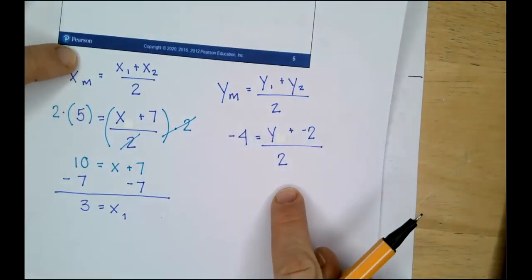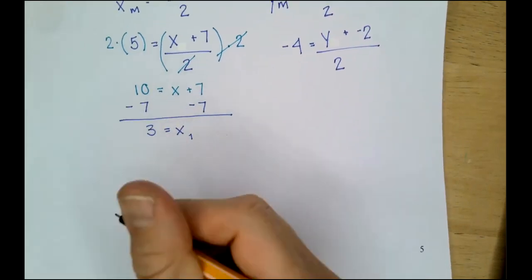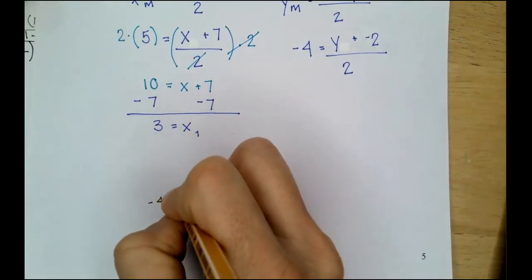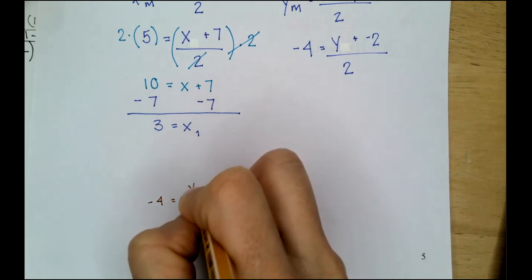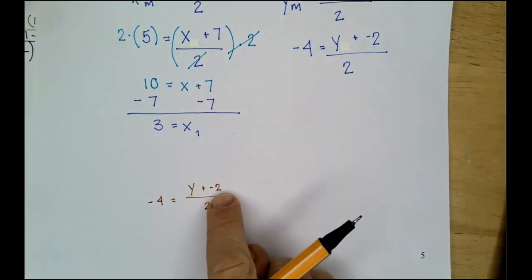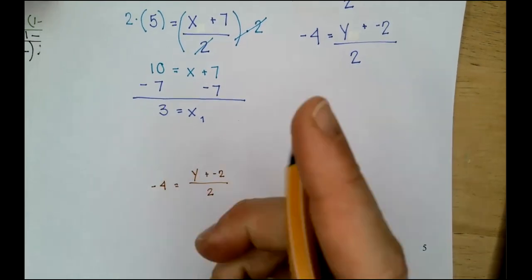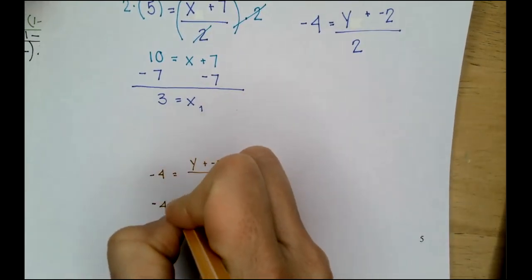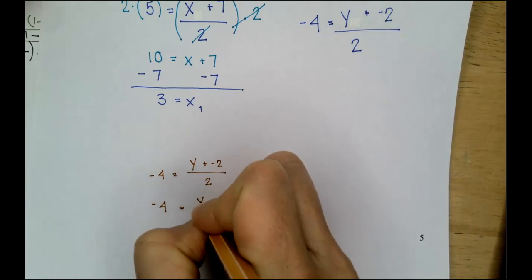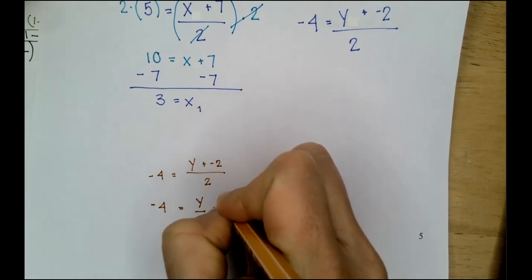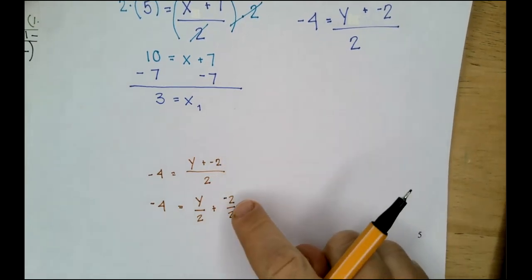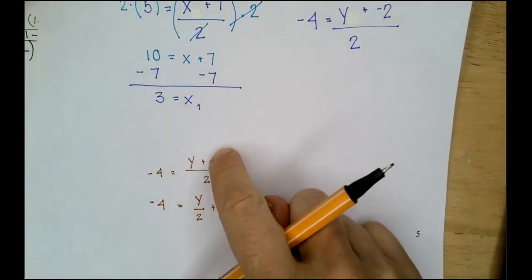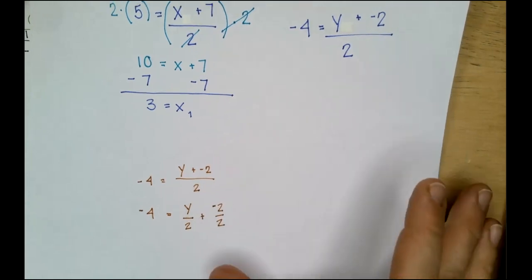All right, same thing. And let me tell you why this is true, right? -4 is equal to y plus -2 over 2. This is a grouping symbol because if I were to separate it out, what I would have to do is y/2 plus -2/2. The 2 is with both of them. So I don't want to separate this one before I get rid of the bottom one.